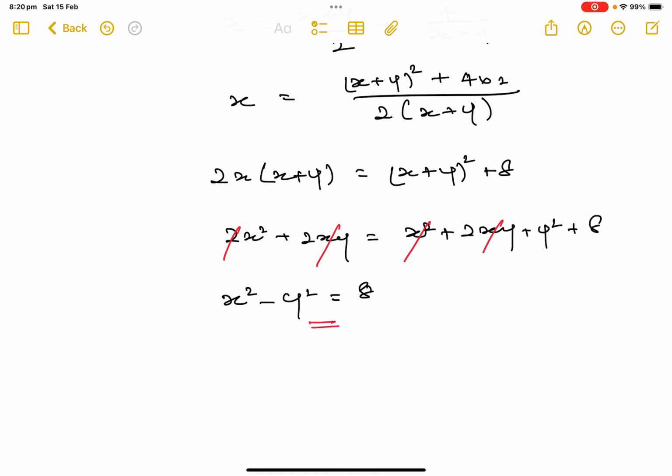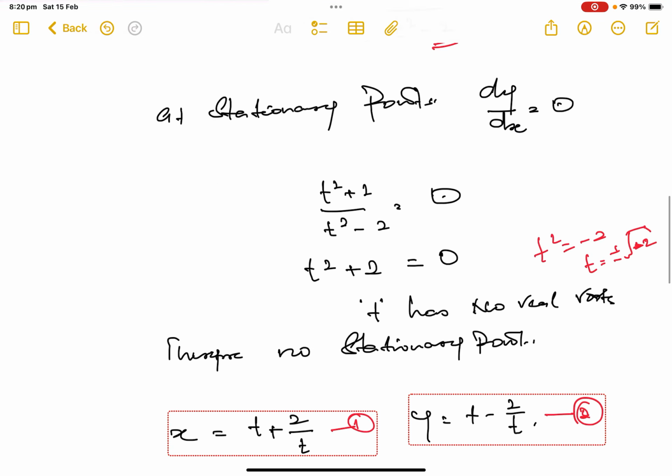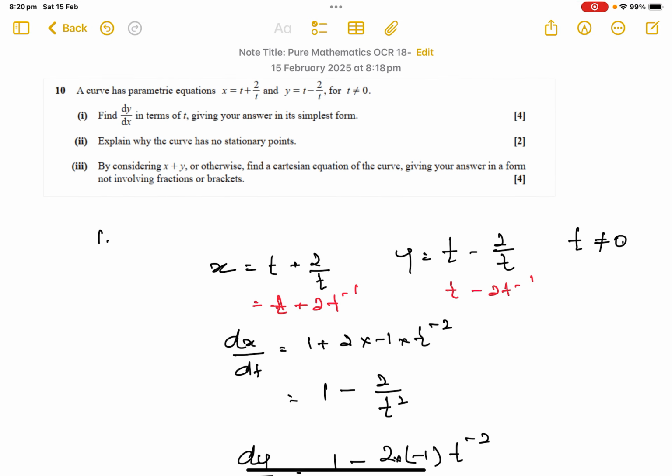If it were x squared plus y squared equals 8, it would be a circle. But x squared minus y squared equals 8, you can stop there. That's what they want: the simplest form, with no fractions and no brackets. So just x squared minus y squared equals 8 is the answer.